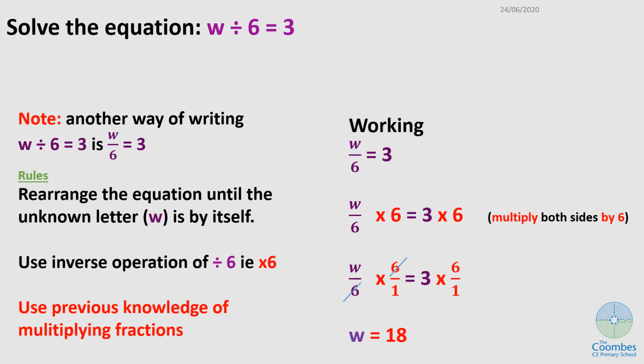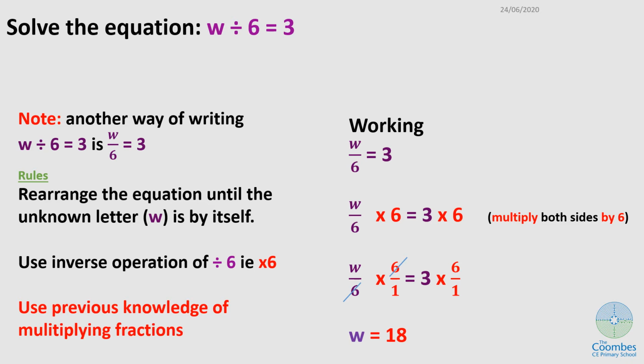Now let's see how we can do that. Now we have the problem in my working. W over 6 equals 3. In this case, 6 is dividing the W. The inverse of divide is times. So on the left hand side, I will do times 6, but whatever I do on the left hand side, I have to do the same on the right hand side. So I have my times 6 as well.